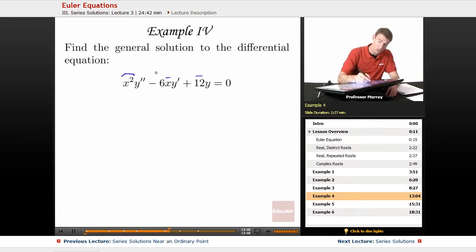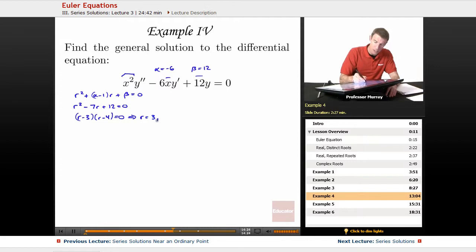So since this one does work, we read off our alpha is negative 6, our beta is 12, and we set up our characteristic equation, r squared plus alpha minus 1, r plus beta equals 0. So that's r squared. Alpha was negative 6, so alpha minus 1 is negative 7. R plus 12 is equal to 0. That's another easy one to factor. That's r minus 3 times r minus 4 equals 0. So our r is 3 or 4.